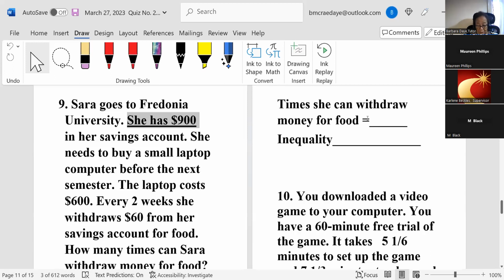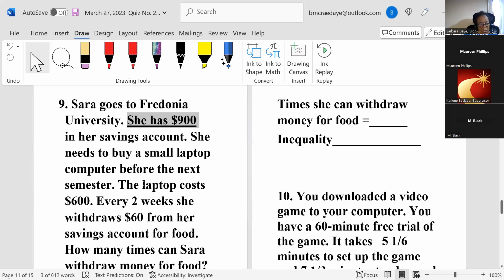Yes. Okay. Let's see, what did you write? You said x is less than or equal to 300. No, it's not x. You've got to put the 60 with the variable. You've got to put 60 times x, or 60t. In other words, 60 times the number of times she withdraws. It's $60 each time she withdraws, right?